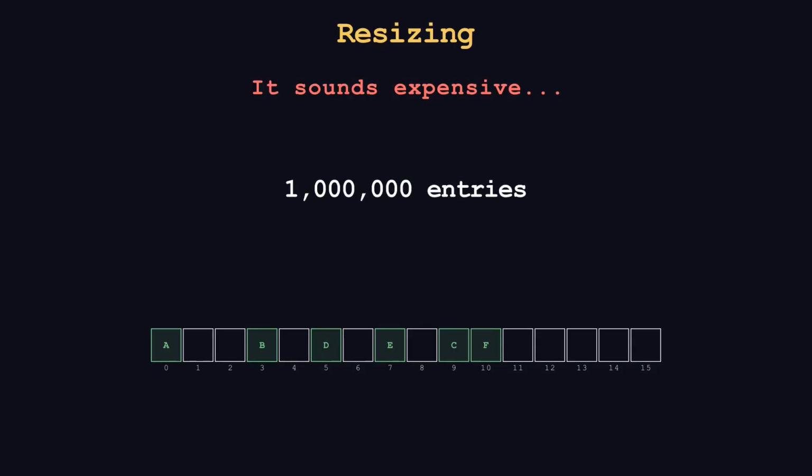It sounds expensive. Doubling a table with 1 million entries means 1 million rehash operations. And it is expensive in that one moment. But here's the elegant part. Think of it like a savings account.